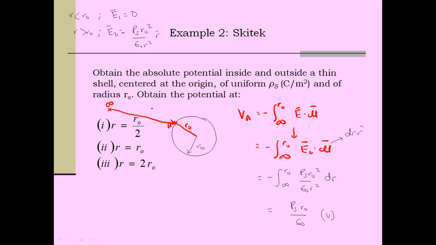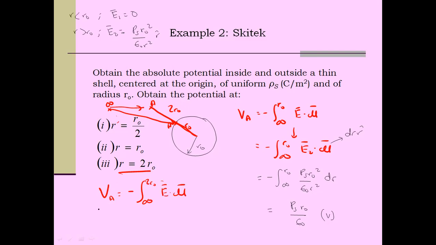Then for the third case, in which your position is at 2 R naught, 2 R naught is somewhere here, if I can connect this line. That is 2 R naught. So a movement from infinite to the point at 2 R naught, because if you want to find the potential at 2 R naught, let's say we define here as the point A. The potential at the point A should be equal to a negative integration from infinite to 2 R naught of E dot dl.